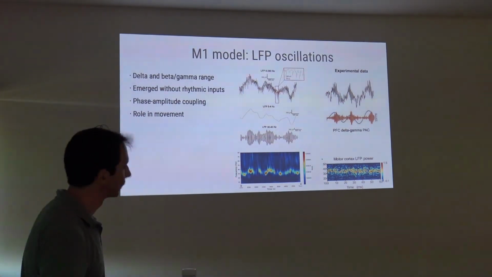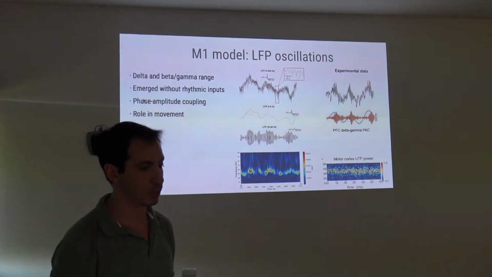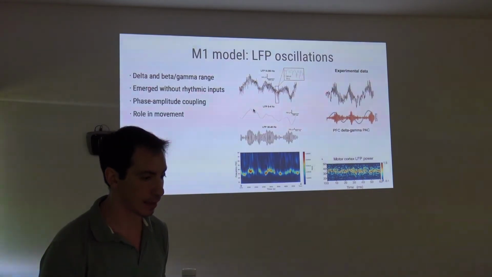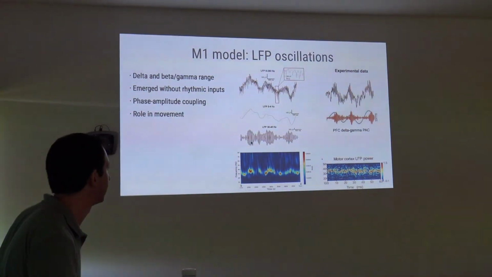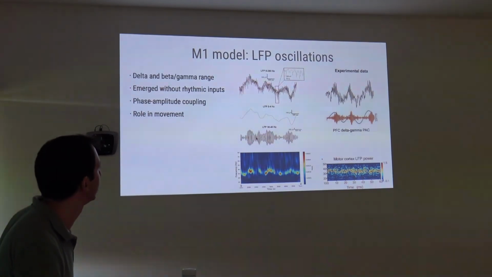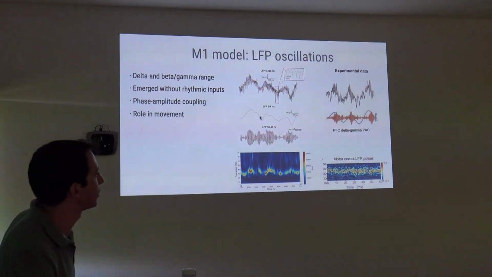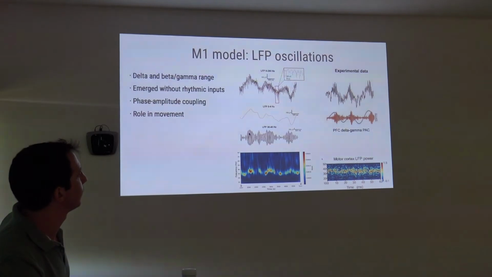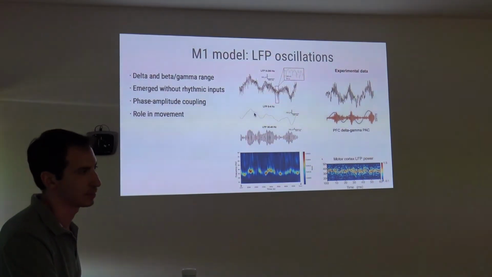So these properties, we assume, emerge naturally from the connectivity properties and the physiology of the neurons in the model. And we also saw this phenomenon called phase amplitude coupling, where the amplitude of the fast oscillating gamma frequency here depends on the phase of the slow oscillation. So this is between 0 and 4 Hertz, and this is the gamma, very fast, and the amplitude is modulated by this phase.